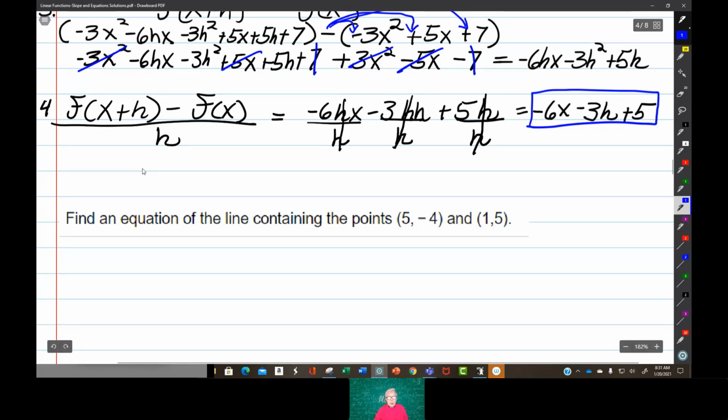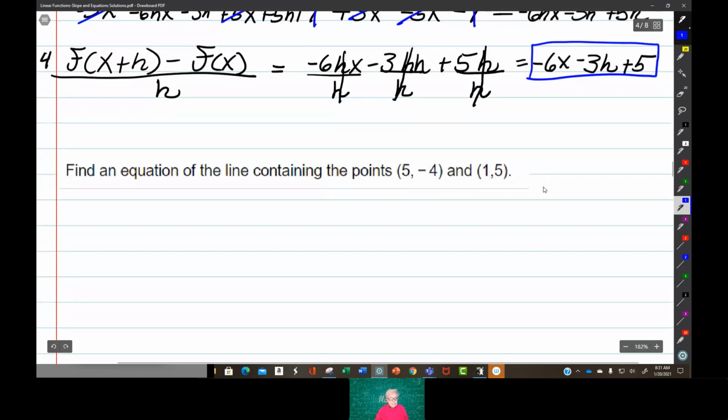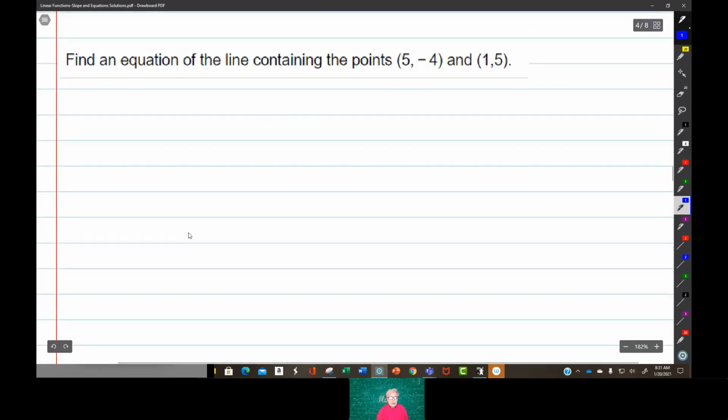No time to marvel at our work. Let us go on to this problem. You can savor the work and go over it later. Okay, find an equation of the line containing this point and this point. Yes, indeed. You've done this before too. Again, it might have been a whole lot of years, or it might just be like 2 years, or 2 semesters even.